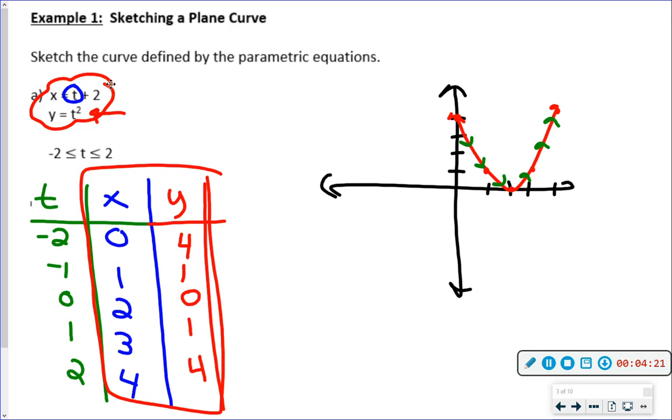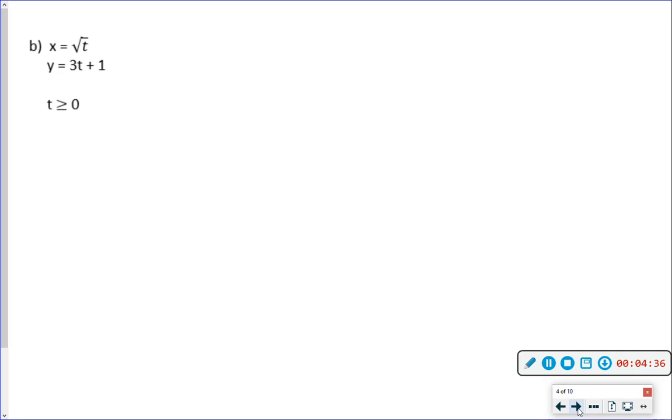So you do have to, and you will see, of course, directions on your test. You'll see it in the review packet. It'll be a specific reminder. Make sure you mark the direction of the path. That's what I'm referencing on those green arrows. All right, let's do another one. So just some different equations.